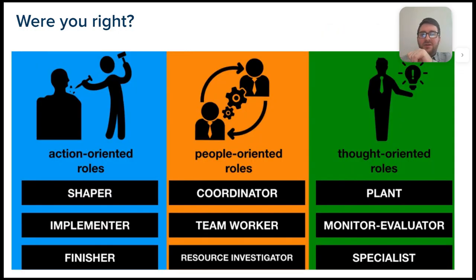And this is how they should have been grouped. So the action-oriented roles are shaper, implementer, and finisher. So action roles are to do with getting the job done. People-oriented roles, which include coordinator, team worker, and resource investigator, are involved with working with people, of course. And thought-oriented roles are often the creative ones, but not always. We've got plant, monitor, evaluator, and specialist.